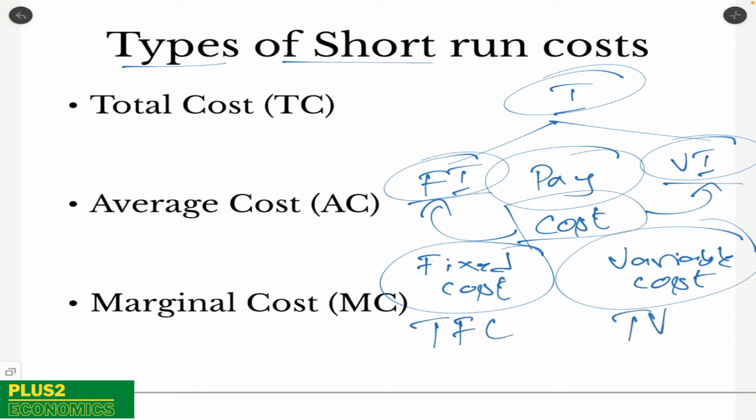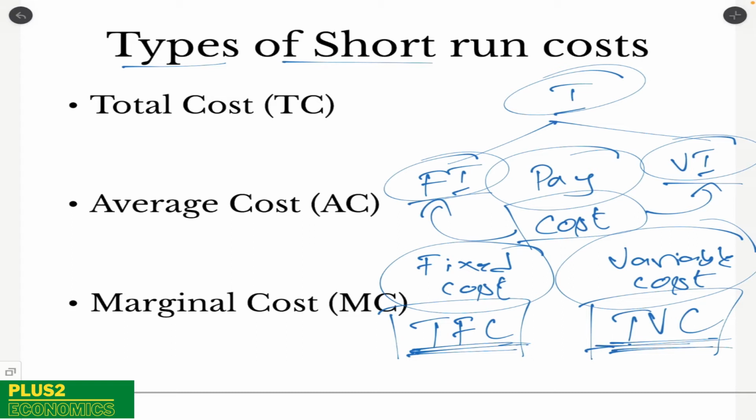So we can call this as total fixed cost. We can call this as total variable cost, TFC and TVC. So as a manufacturer, as a producer, you cannot tell that I will take care of only TFC and not TVC. You cannot tell I will take care of only TVC and not TFC. Both are like your own eyes. You have to take care of them equally.